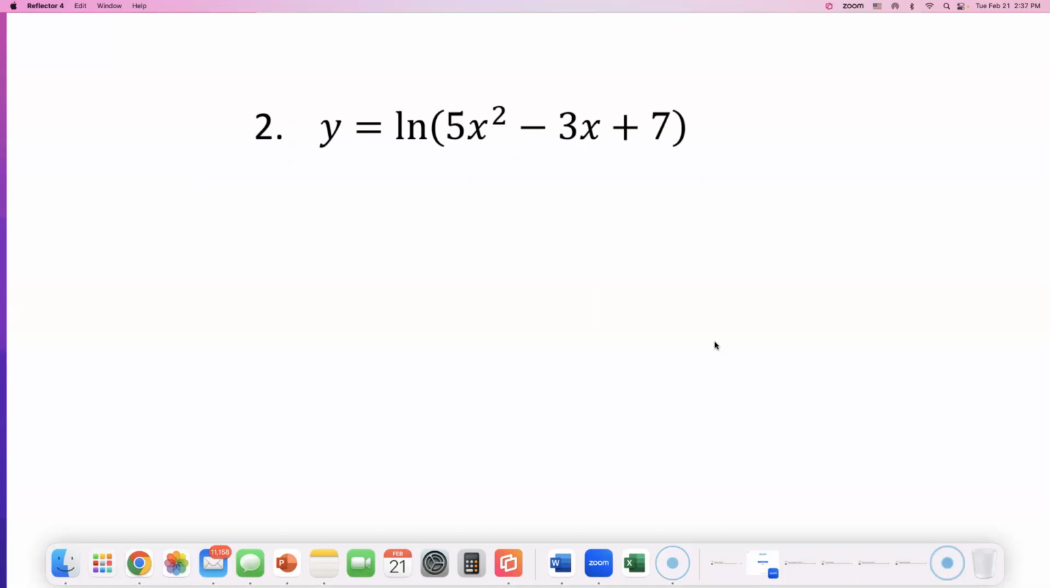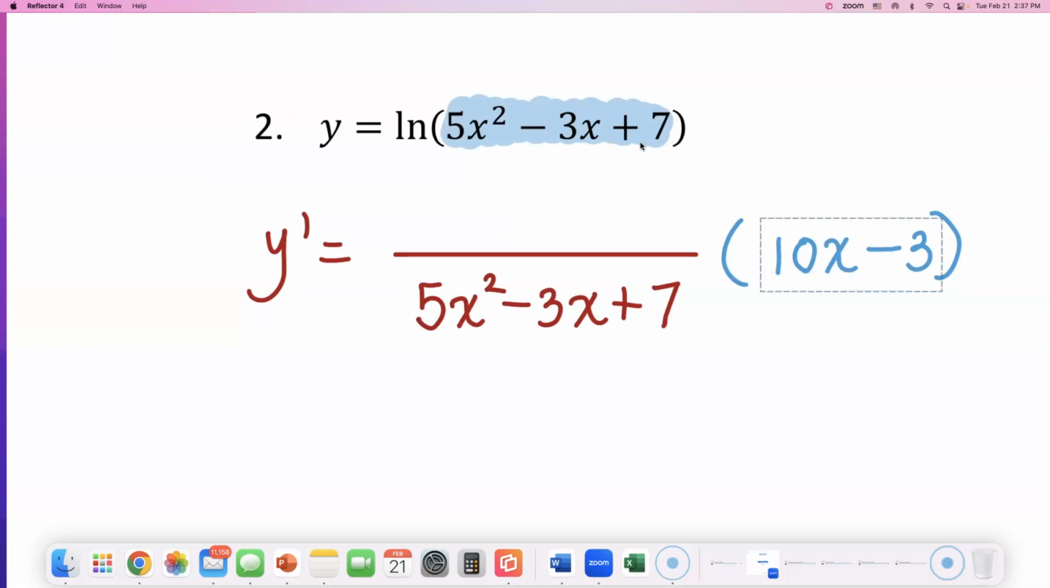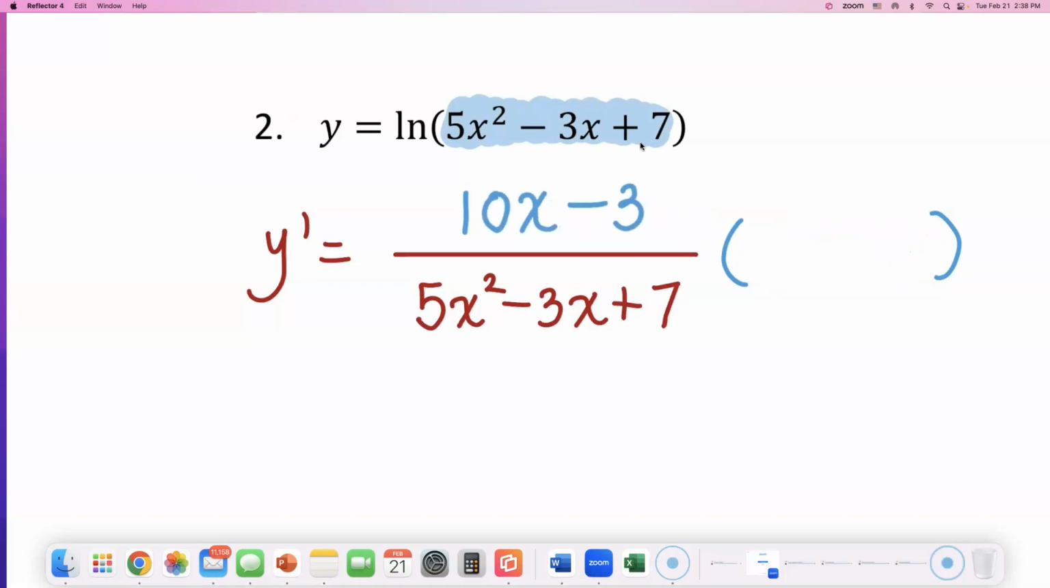You start by writing 1 over that log argument first. So you write 1 over this 5x squared minus 3x plus 7. So that's half of the answer. But now you multiply this by the derivative of this blue part, this log argument. And what's that going to be? That is going to be 10x minus 3, right? So when you simplify, this derivative just goes to the top of the fraction. Ta-da. And that's going to be your final answer.